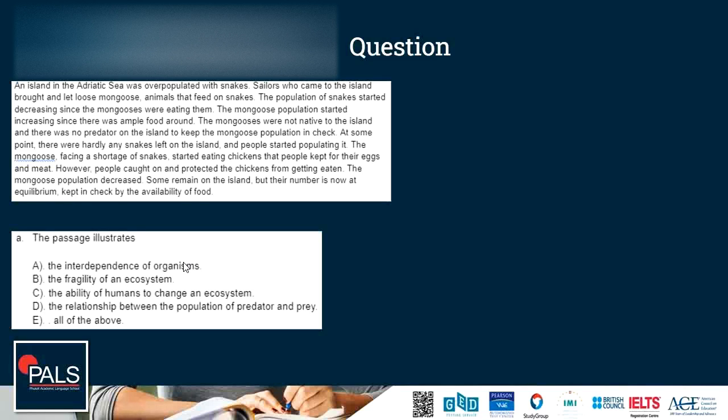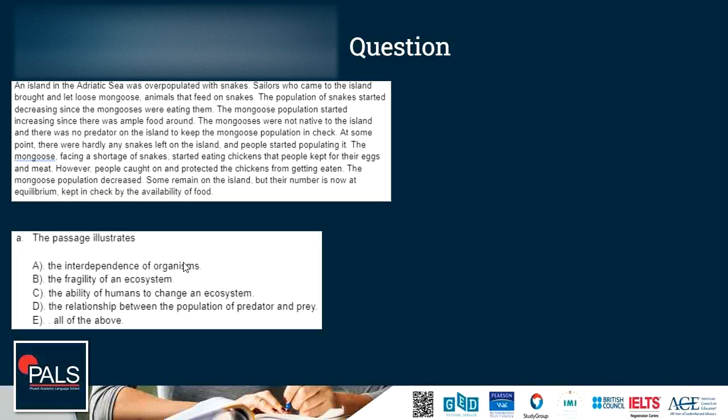The passage illustrates what? The interdependence of organisms, the fragility of an ecosystem, the ability of humans to change an ecosystem, the relationship between the population of predator and prey, or all of the above. And the correct answer here is, what do you think? You can have a quick thought about the answer here. You can pause the video if you want to.